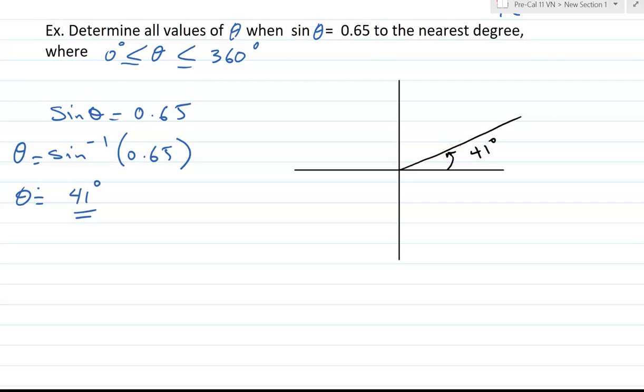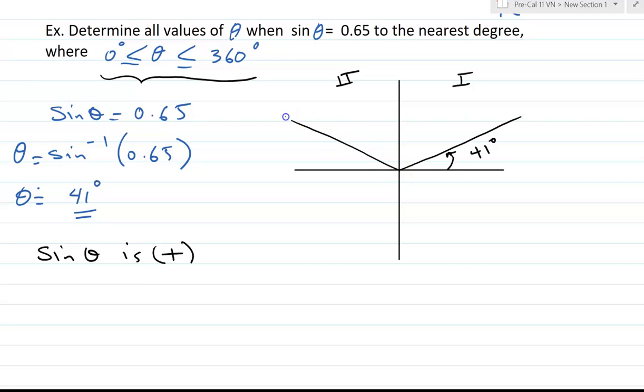Now, are we done? No, because it tells you that we have to come up with all values of theta that will give you the same ratio. This is the part where you have to use the CAST. Sine of theta is positive in what quadrants? In quadrant 1 and quadrant 2. That means you must have another angle in quadrant 2.